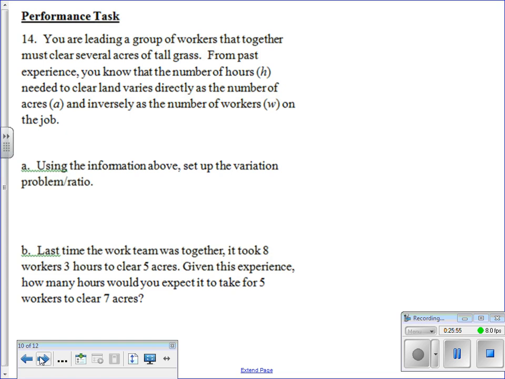So I have direct variation and inverse variation. I have 3 things I'm comparing. So my first one is H. So H varies directly as A. That means I have H over A, but inversely as the number of workers. So HW over A. My first variable, and then everything else is either going to be times that or divided. Directly goes in the denominator, inversely goes in the numerator. That's my relationship.